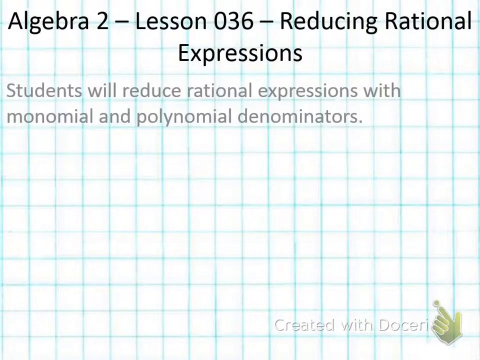Alright, this is lesson 36, reducing rational expressions. For the sake of time, we're not going to find excluded values. That's part of the lesson. We're going to do that on the next lesson. So, whenever I see the word rational, in math, it means a fraction. So, it's like we're reducing fractions, okay?